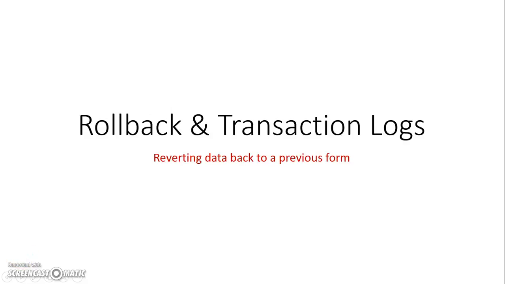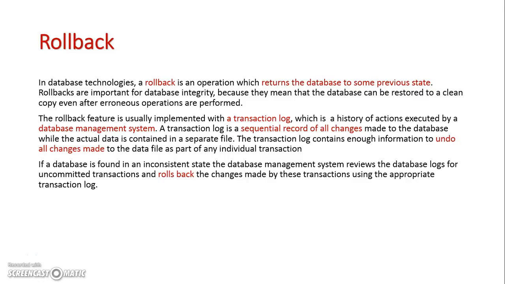We're now going to look at a process known as a rollback, which is used in conjunction with a transaction log for reverting data back to a previous form. So what happens here is that an error occurs and we do a rollback and it returns the database to some sort of previous state.